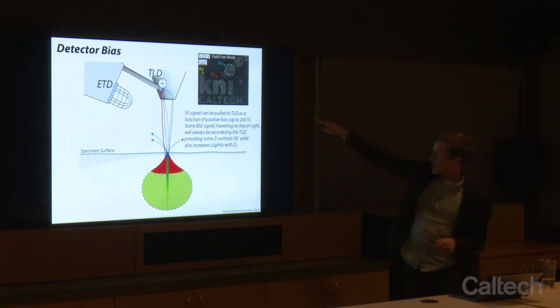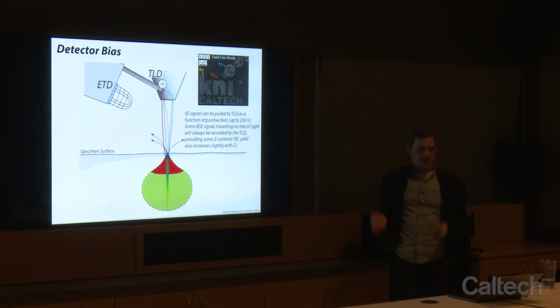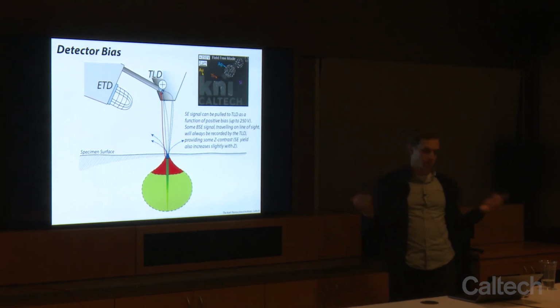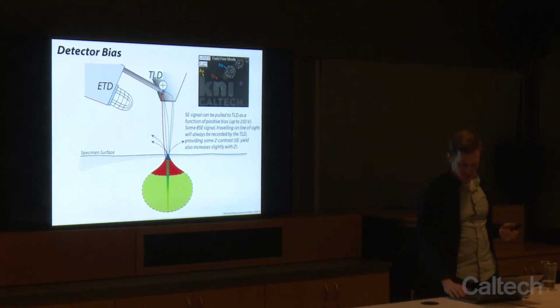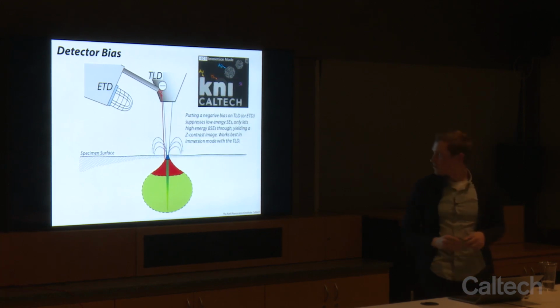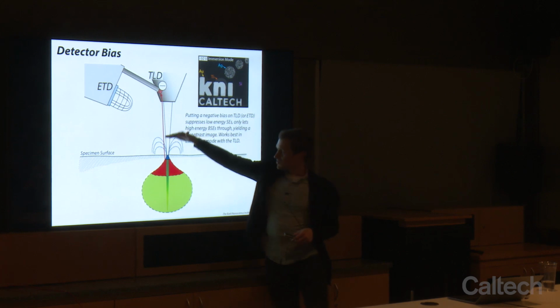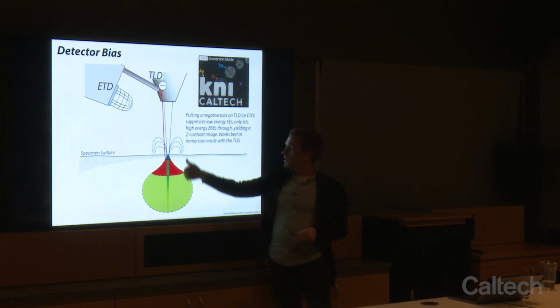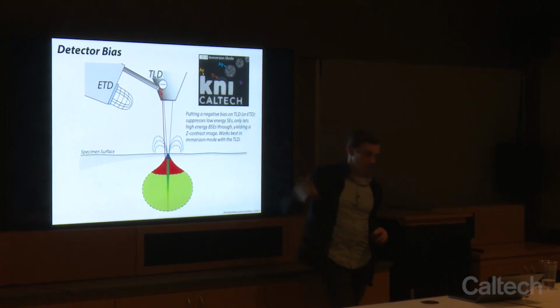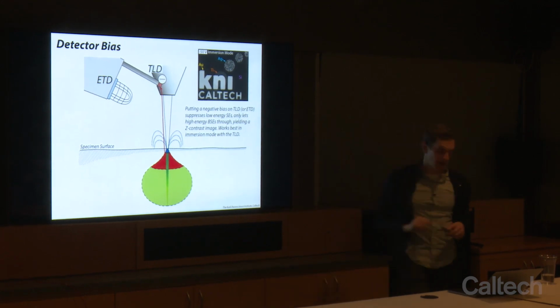We can put a positive bias on the TLD. We'll get those secondary electrons. We'll also get some backscattered electrons, but it's going to be primarily a topographic image. We can also put a negative bias on the TLD, which suppresses our secondary electrons and only lets through backscattered electrons, and that will give you more of a Z contrast image.